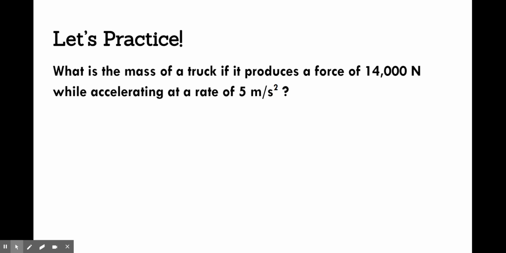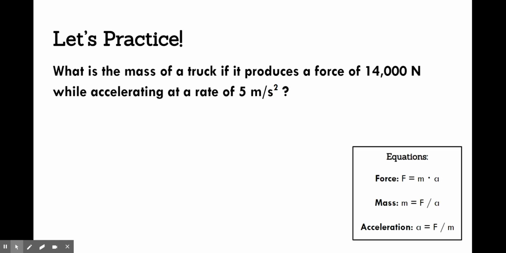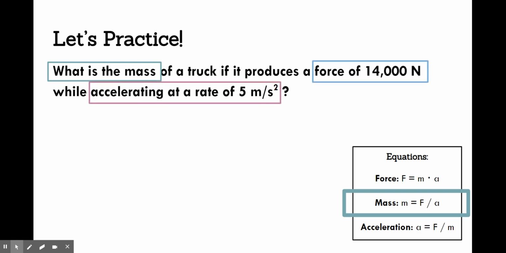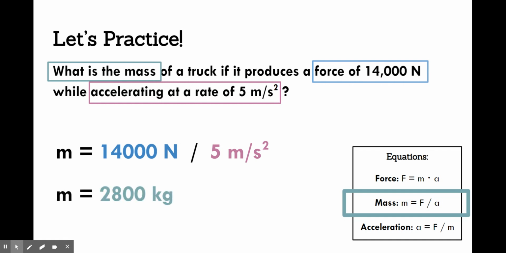All right, so first I need my equation. I'm going to look at my problem to see what it's asking, and it asks, what is the mass? So I know my equation that I need is mass, which is m equals F divided by A. So I look back at my problem because I need force and acceleration, and I see force is 14,000 newtons, and I see acceleration is 5 meters per second squared. So I plug in my numbers, mass equals 14,000 divided by 5, and I get 2,800 kilograms as my mass.